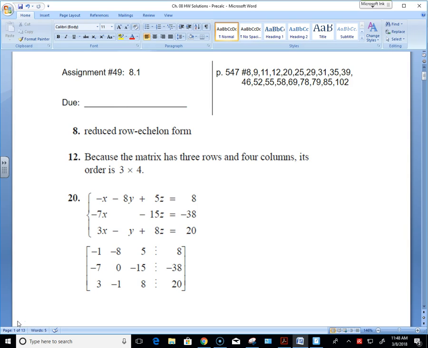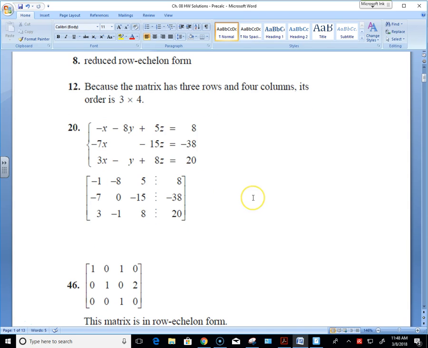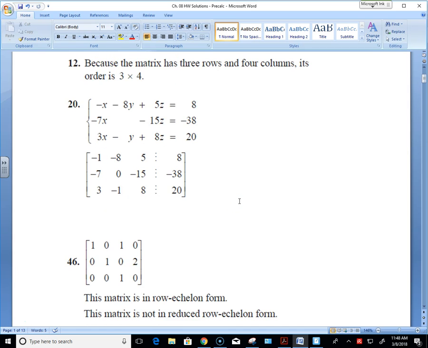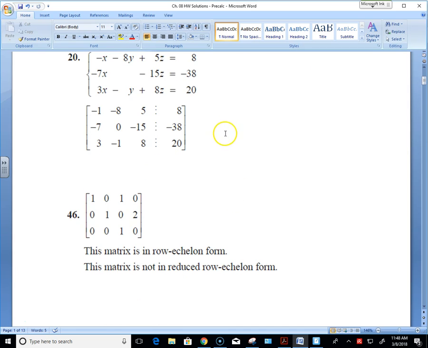Okay, number 8, reduced row echelon form. Or you could have put RREF. Number 12, you guys get 3 by 4. You didn't put the wrong way. 3 by 4, not the other way. Number 20, all you had to do was write it as a matrix. Go team. We like those.